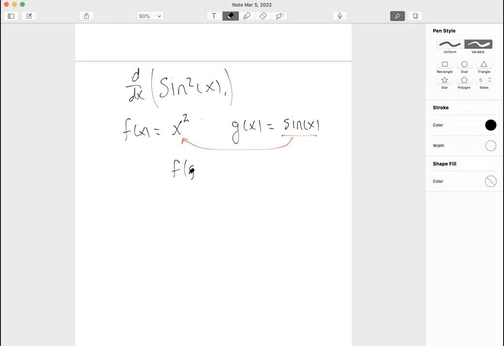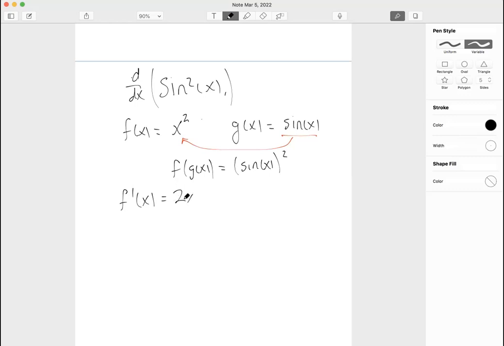Like f of g is sine of x squared. You could do the product rule where both f and g would be sine, and you'll get the same thing. Maybe when we do it, you may see how the chain rule could be a little bit easier, but let's go through it. So what's f prime?